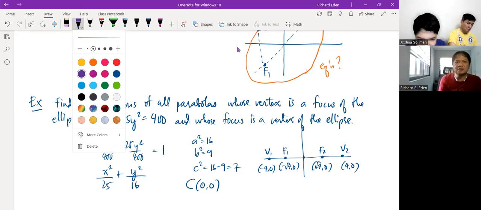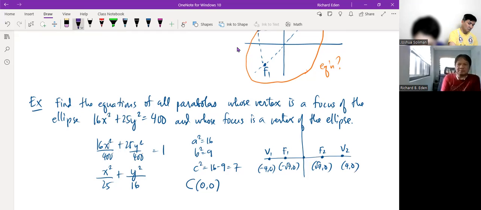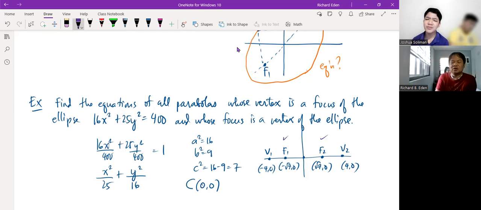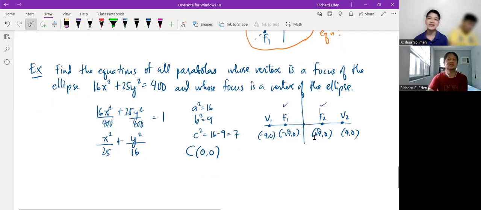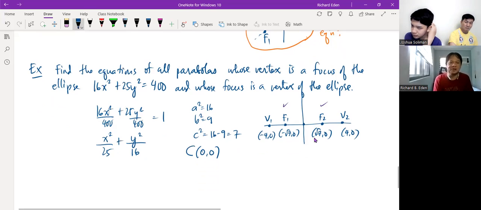All right, we're trying to find the equations of all possible parabolas satisfying the conditions given below. Its vertex is a focus of the ellipse. So for our parabola, the vertex can be F1 or F2, and then the focus will be a vertex. How can we tell po if we're looking for the vertex pala must be the vertex of the major axis. Okay, I see po. So here are the possibilities for the parabola.